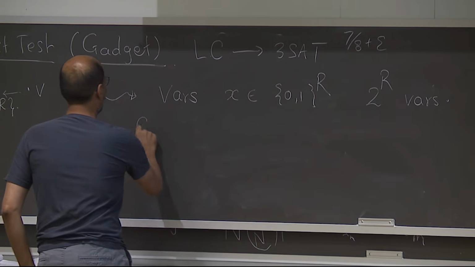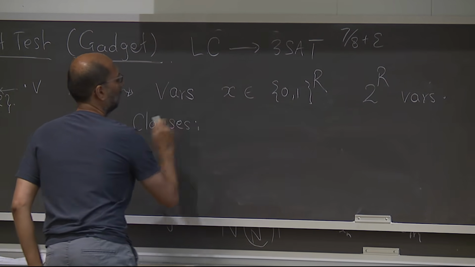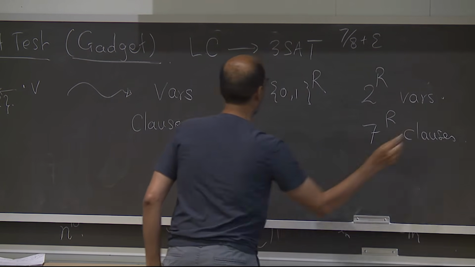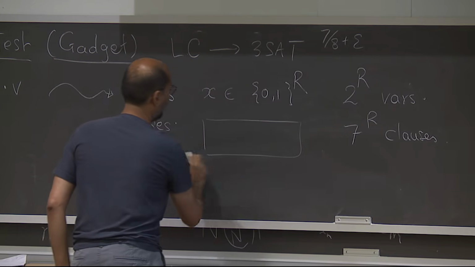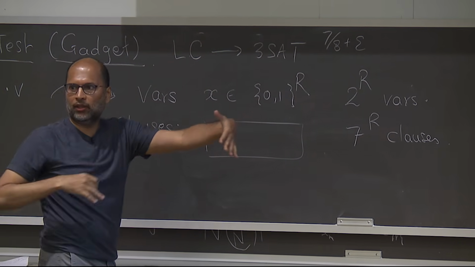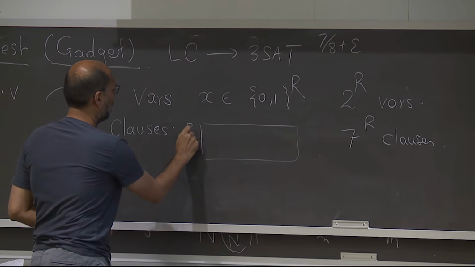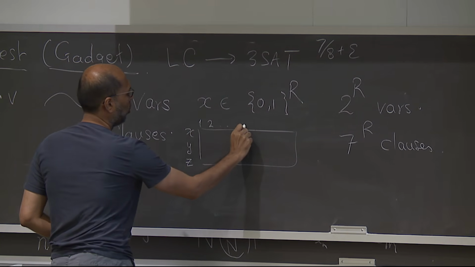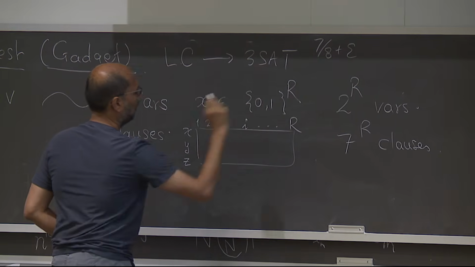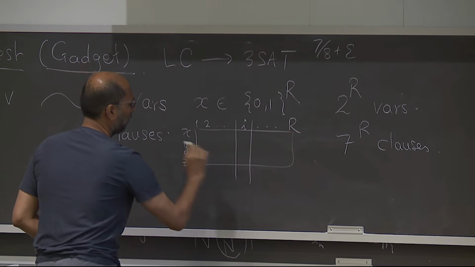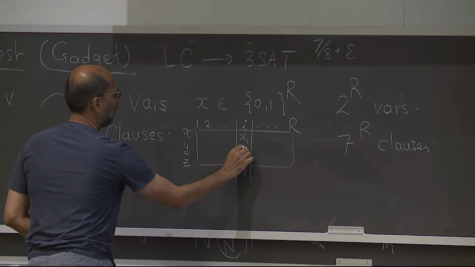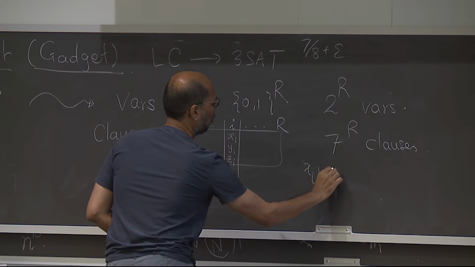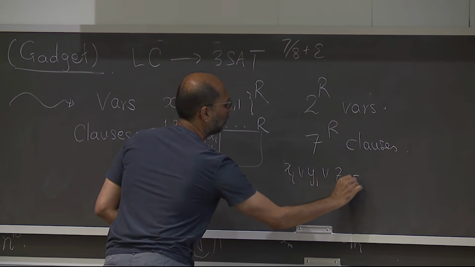and what are the clauses? There are going to be 7 to the R clauses constructed as follows. Take any 3 variables. Each variable is a string of length R, right? So pick 3 variables, call them x, y, z, with the property that on each coordinate, there are R coordinates, right? Such that on each coordinate, the bits x_i, y_i, z_i satisfy the clause x_i OR y_i OR z_i equals 1 for all i.